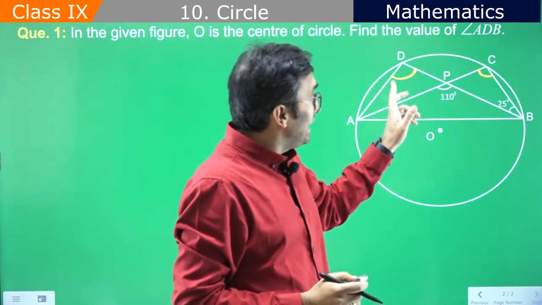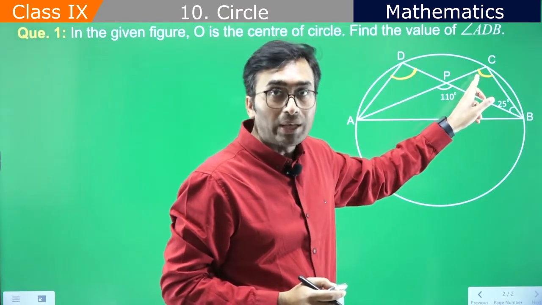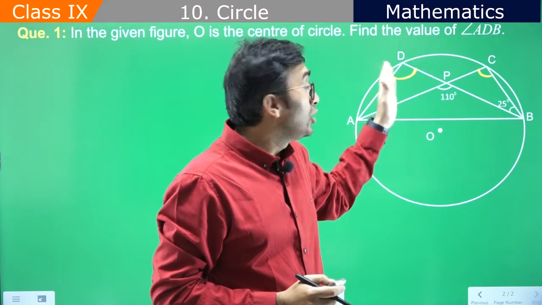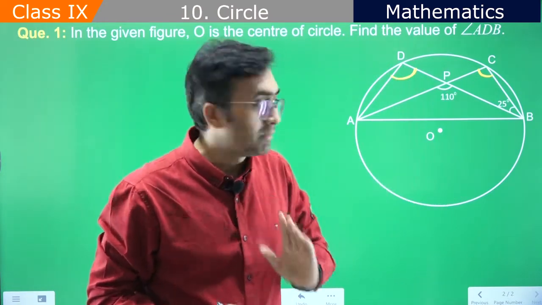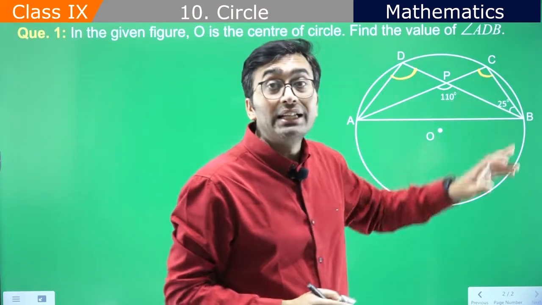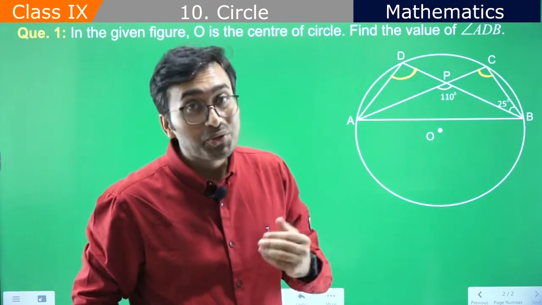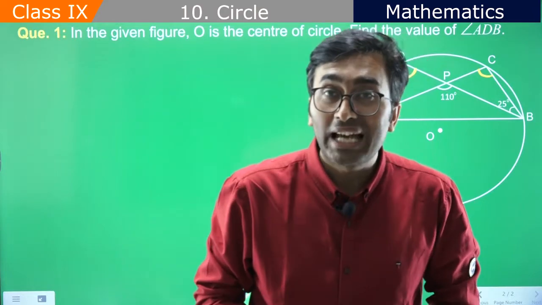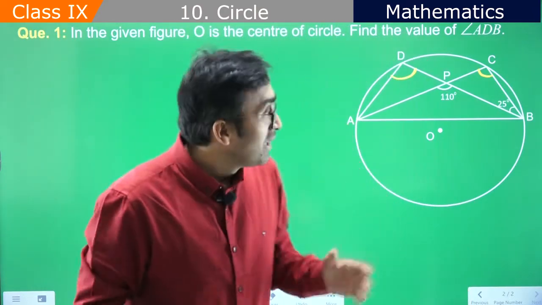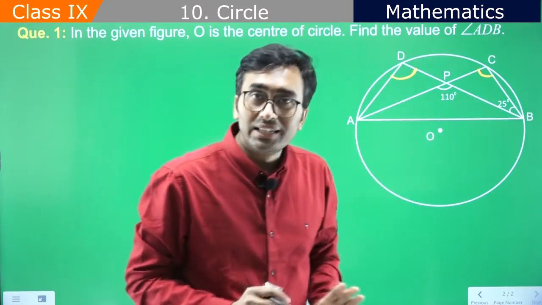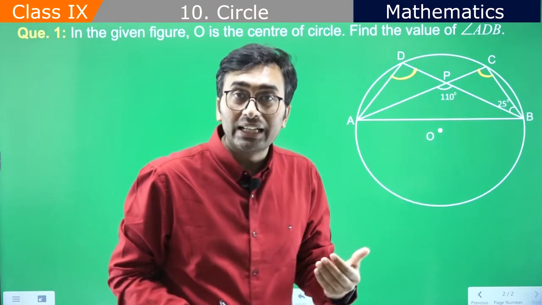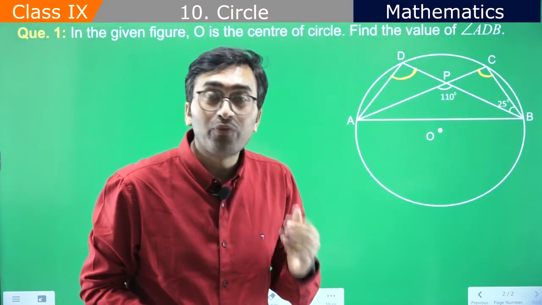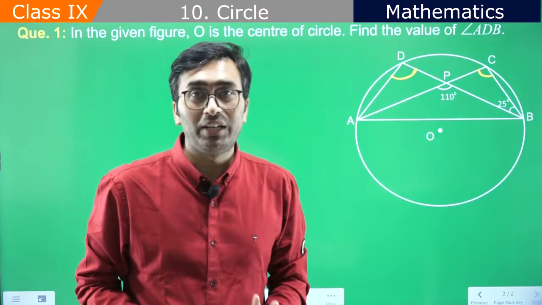So now if I get the value of C here, I can tell that the value of D will also be the same. Why is it the same? Because angles in the same segment. Now this angle C we will try to calculate, but why are we trying to find the angle C, and why are we not going directly to the angle D? See, because we know the angles here. We have this 25 degree, this is 110 degree. So these angles will help us find the value of C easily.